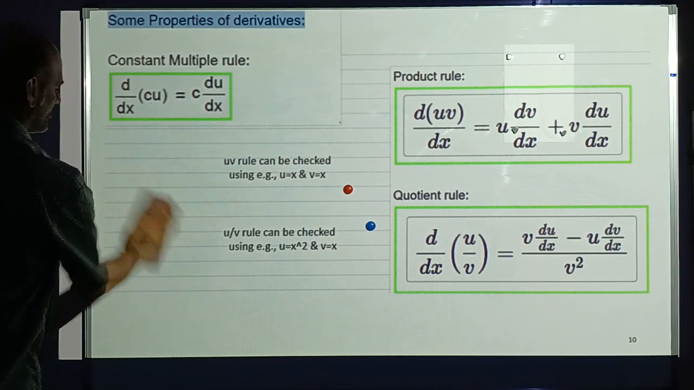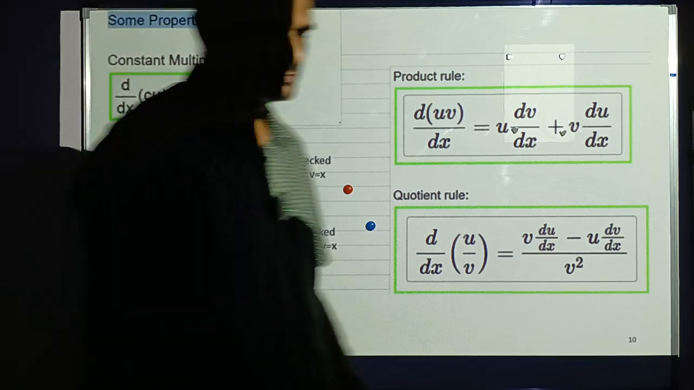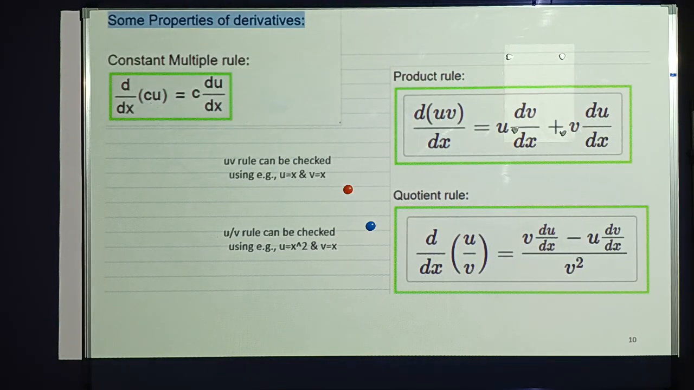The next property: we have two functions of x, u and v. We know the derivatives of u and v individually, like I know du by dx and dv by dx. From that, can I find the derivative of the function u into v? So the rule is u into the derivative of the function v with respect to x, plus v into the derivative of the function u with respect to x. So if I know du by dx and dv by dx, from that I can find the derivative d uv by dx.